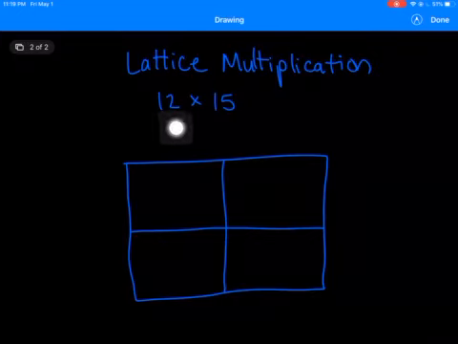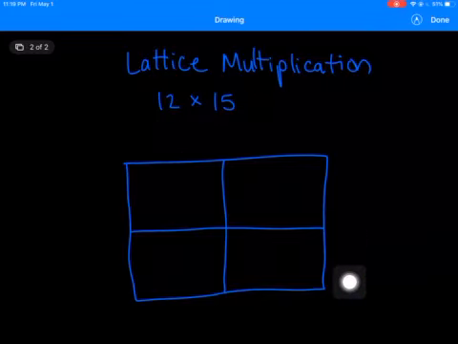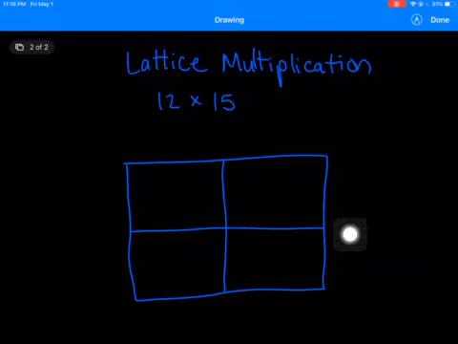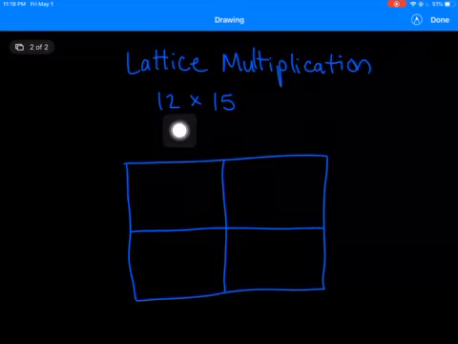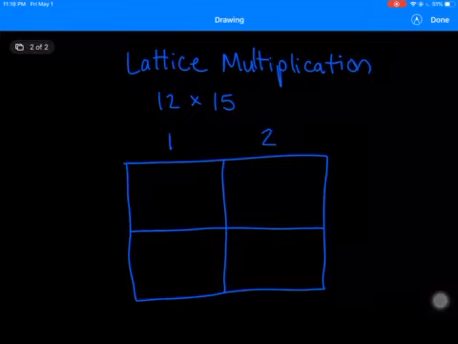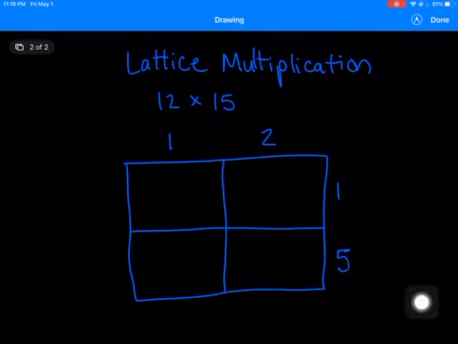Now the next part is to put my numbers above and next to the columns and rows. And the big important rule is that 12, yes, I'm going to break those 2 digits apart, but I'm not going to put them on different sides of the square. So I can put 12 up here over the top boxes and 15 out here along the sides next to the rows. And then I need to draw my actual lattice.